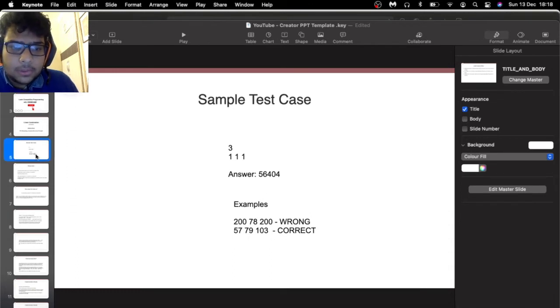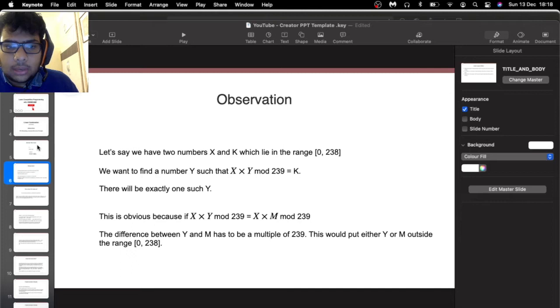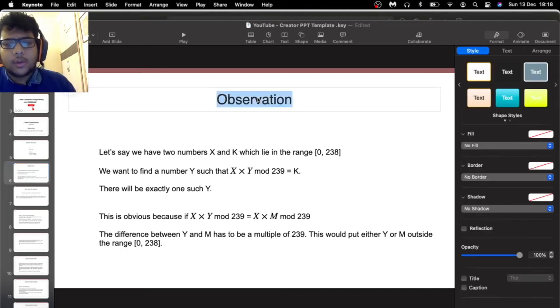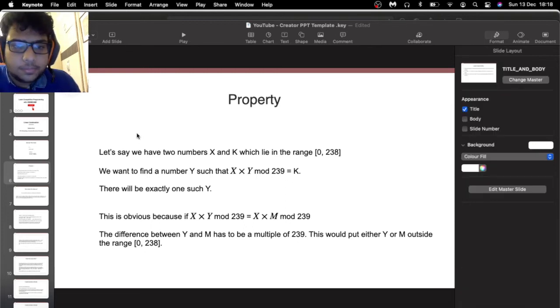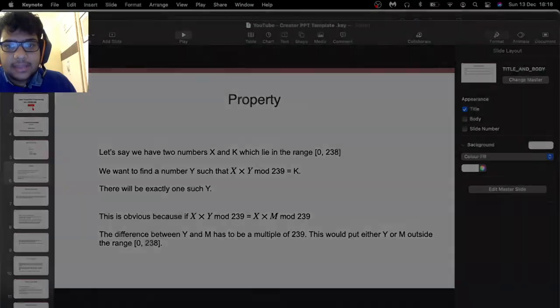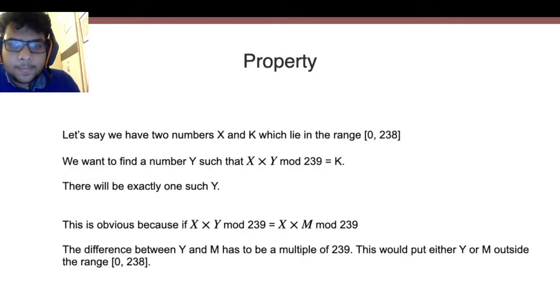Cool. Now, here's an observation, or more than an observation, let's say a property, that we're going to use later in this problem. Let's say we have two numbers x and y, which lie in the range 0 to 238. Now we want to find a number y such that x multiplied by y mod 239 is equal to k. Our property states that there will be exactly one such y.